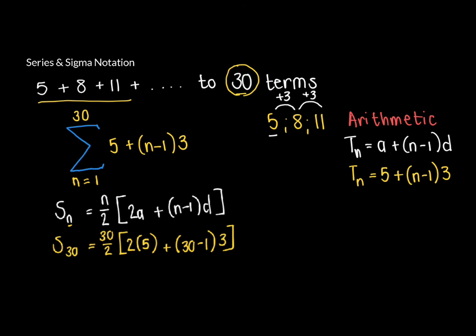Okay, and if we calculate this, we'll find that the sum to the 30th term is going to give us 1,455.